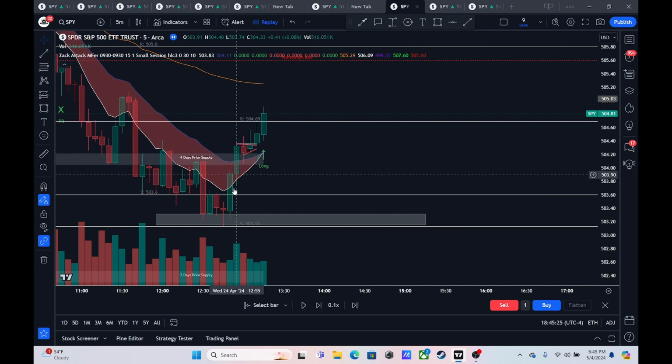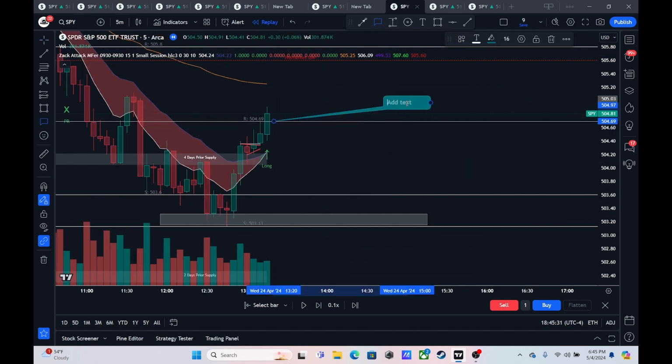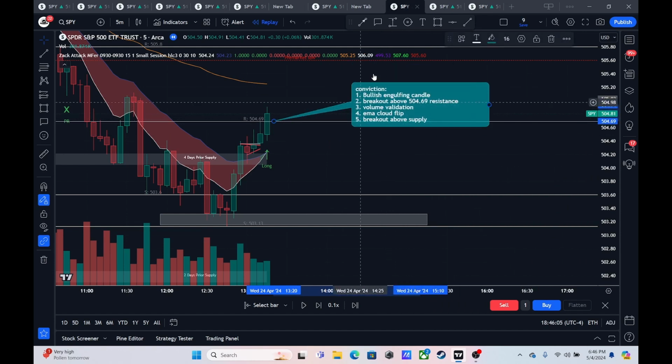We have this nice flag continuation pattern, and then we have a close above a significant resistance, and that gives us our setup for the long signal. So we have conviction here, right? Bullish engulfing candle, breakout above 504.69 resistance, volume validation, EMA cloud flip, right? And then it's technically a breakout above supply. So it's looking good. Now immediately we're going to look for our overhead target.